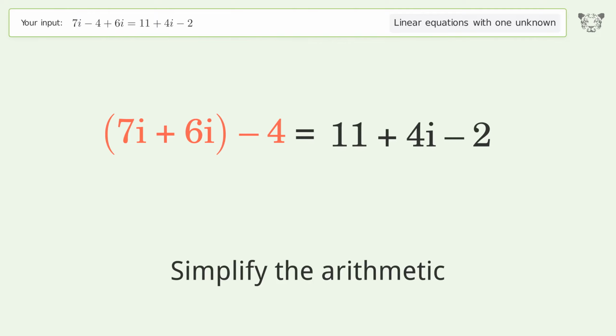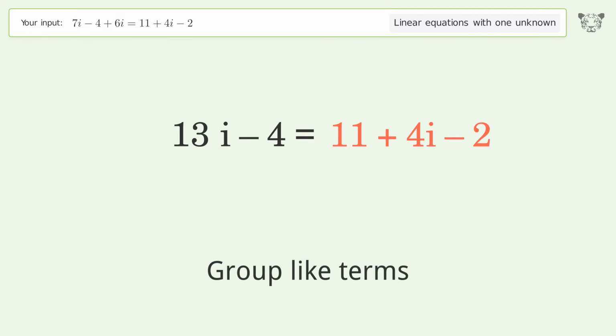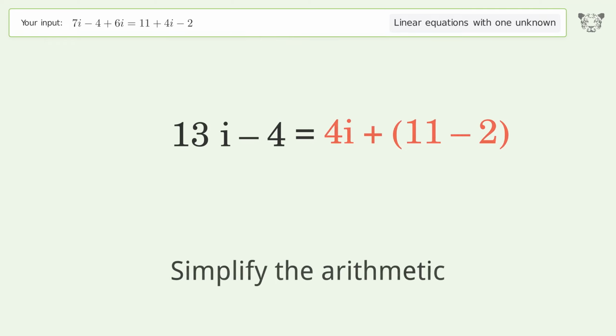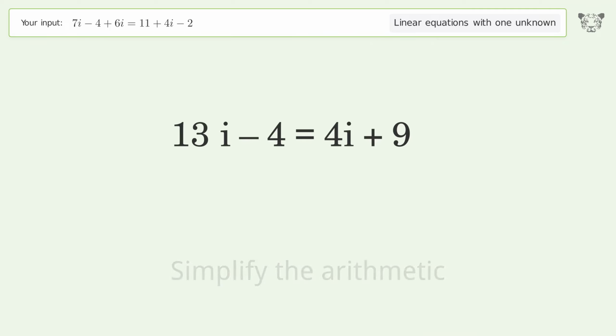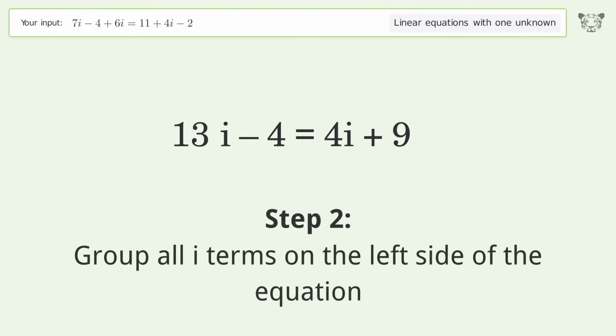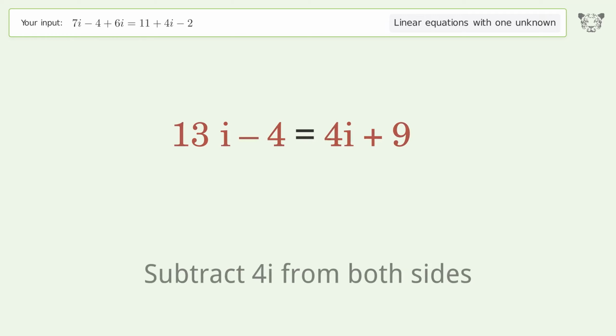Simplify the arithmetic. Group like terms. Simplify the arithmetic. Group all i terms on the left side of the equation. Subtract 4i from both sides.